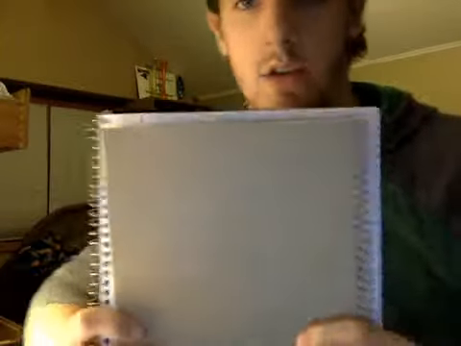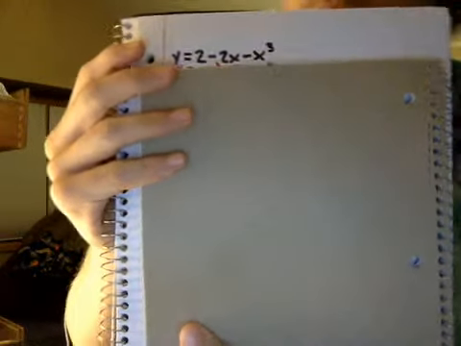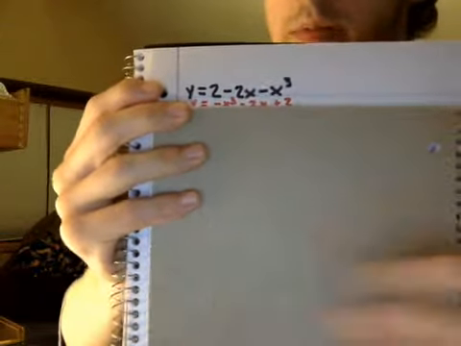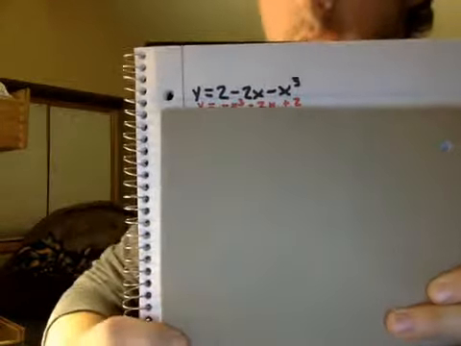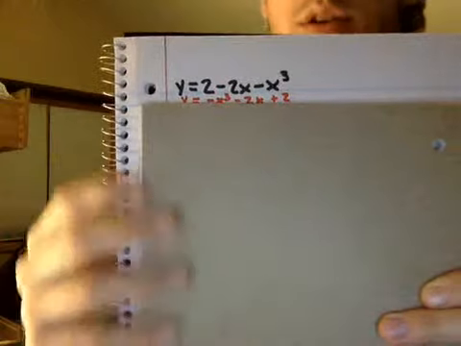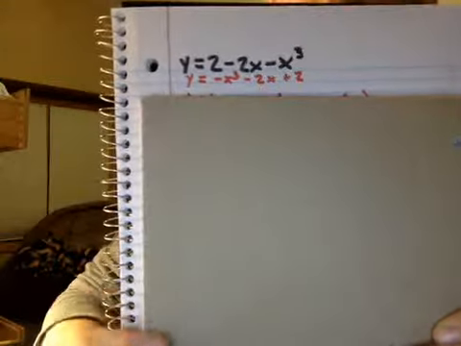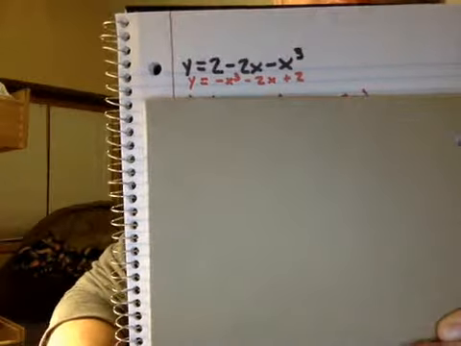For my test 3 review problem, I chose to do one that says sketch the graph with the different steps. The problem is y equals 2 minus 2x minus x cubed. I put that in a more suitable form, y equals negative x cubed minus 2x plus 2.